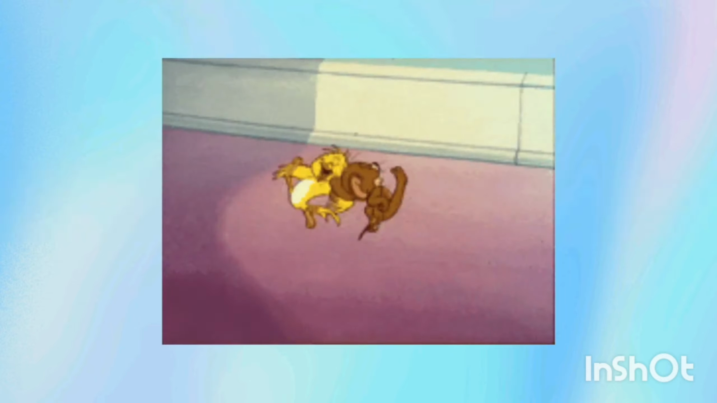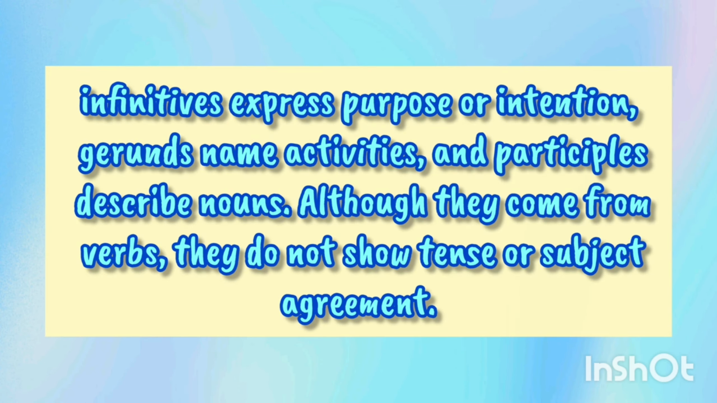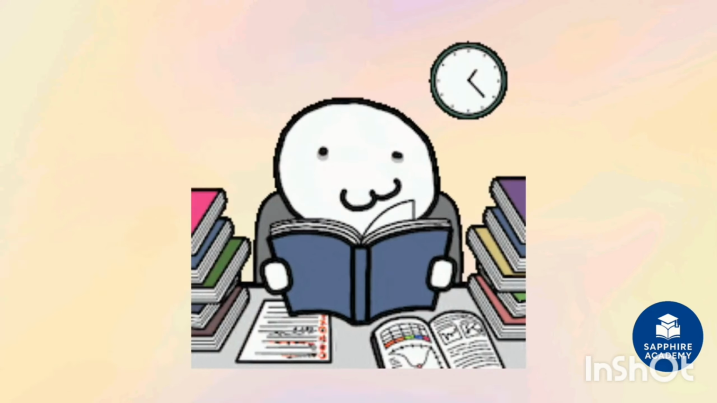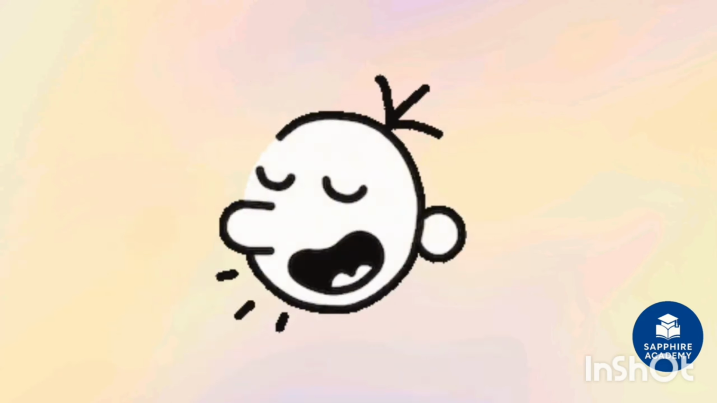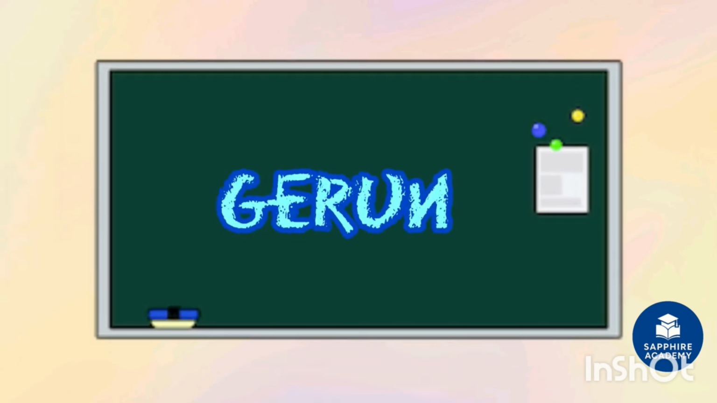And with this, we come to the end of infinitives, a type of non-finite verb used to express purpose, intention, or action without showing tense. At this point, it becomes important to understand another form of verb, which looks like an action but behaves like a noun. This form of verb is known as a gerund.